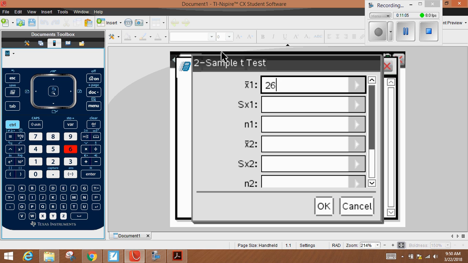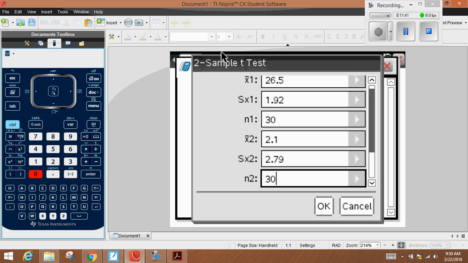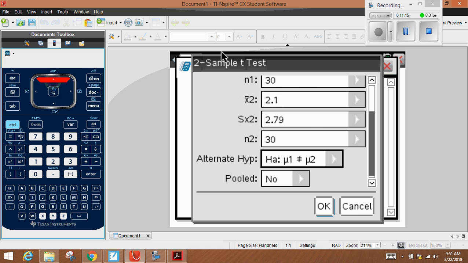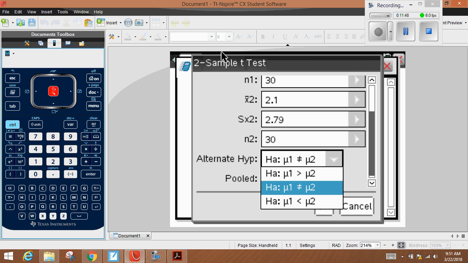So X bar, so one was 26.5, 1.92, 30, and then 2.1, 2.79 and 230. And we want helium is greater than air.